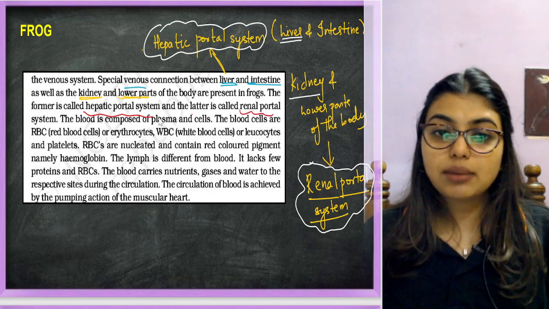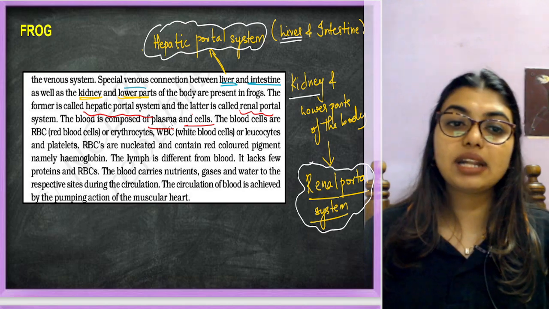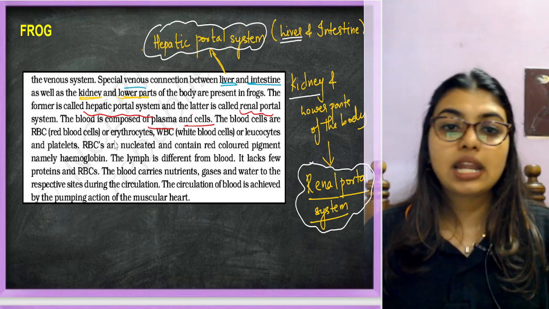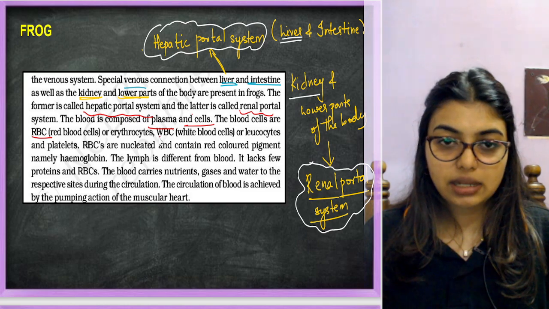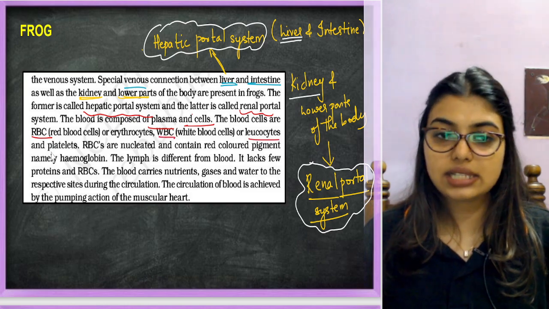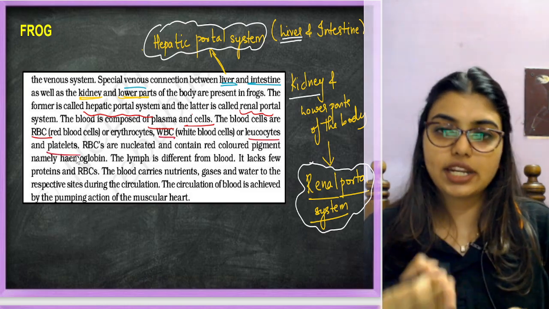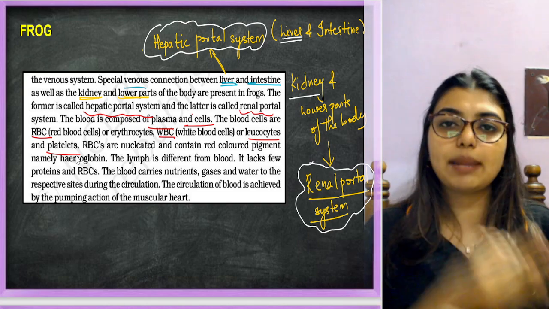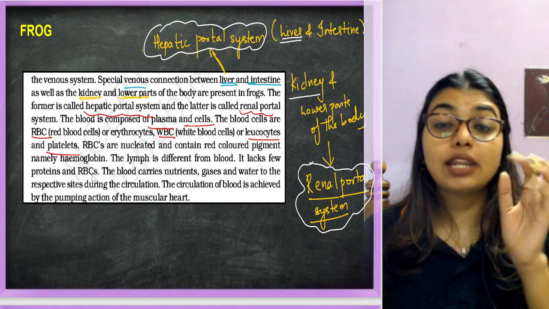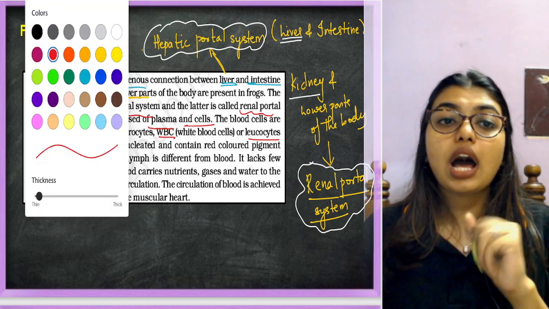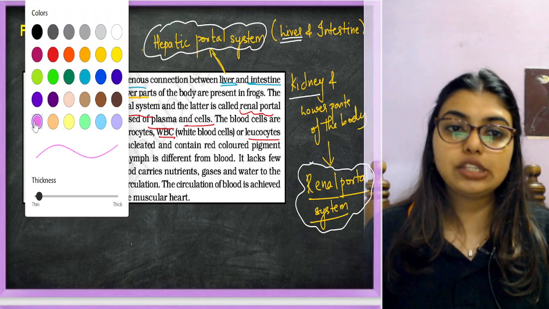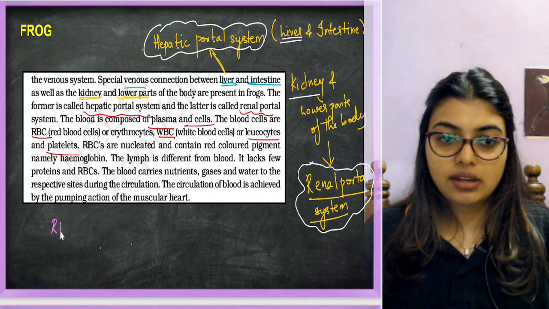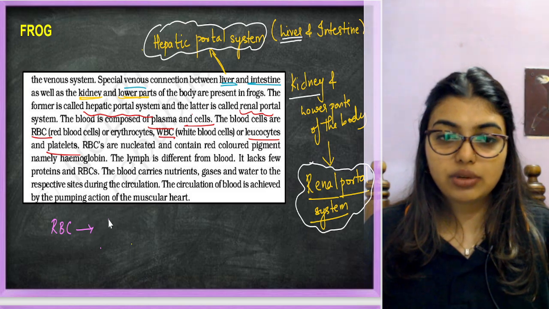Now the blood is composed of plasma and cells. The blood cells are RBCs, WBCs, and platelets. That is RBC or erythrocyte, WBC or leukocyte, platelets or thrombocytes. Now here's a different thing: RBCs are nucleated, which we do not see in us. RBCs are enucleated in us, we tell, no? So here RBCs are nucleated.